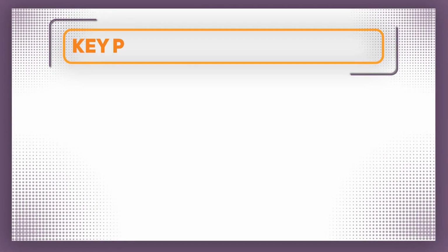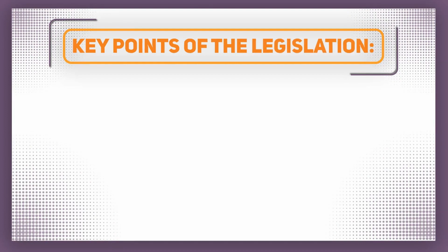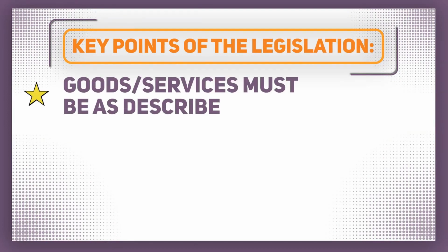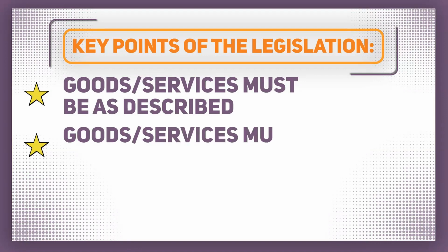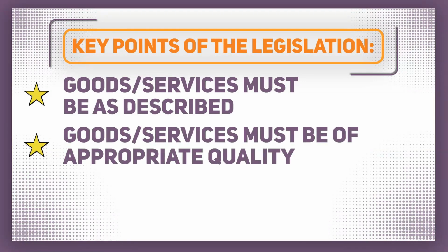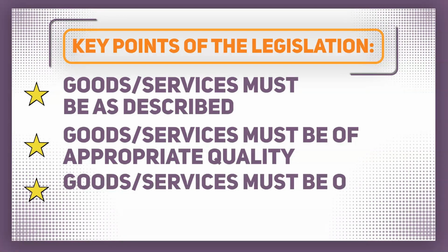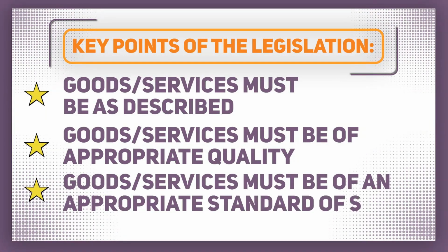Let's take a look at the key points that are covered by these legislations. Goods and services must be as described. For example, the weight or contents, the colour or size. Goods and services must be of an appropriate quality, meaning that they are fit for purpose. And goods and services must be of an appropriate standard of safety. For example, children's toys must not be dangerous, and cars must be fit for the road.